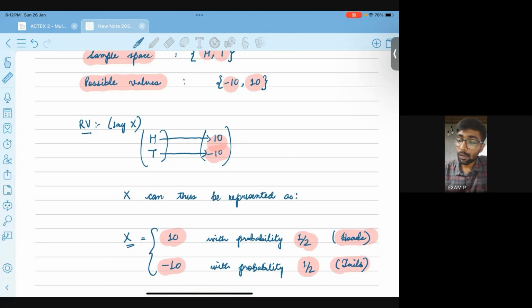So when you define a random variable, only this part is important. You just want to know what are the values which have to be taken into consideration, and what are the respective probabilities. So I know values are 10 with half and minus 10 with half. That's what defines a random variable completely.